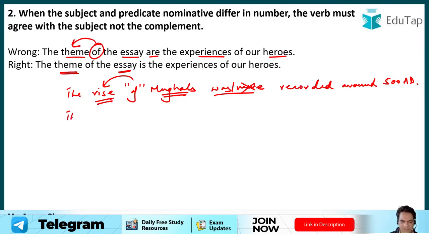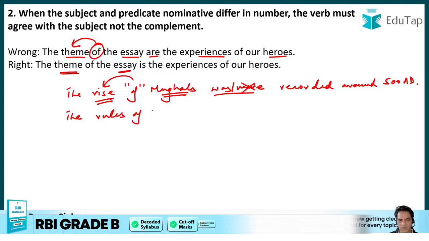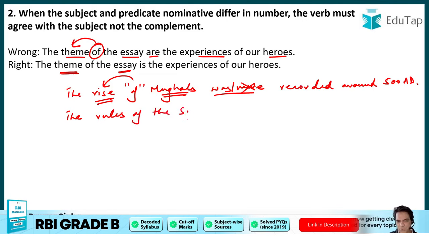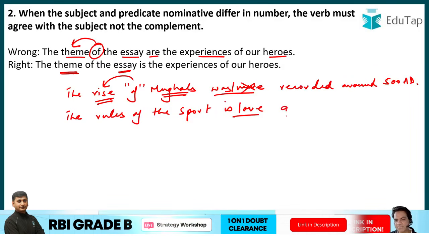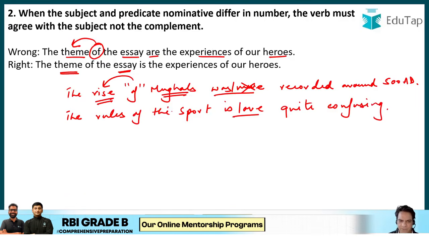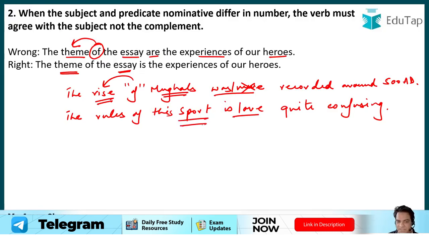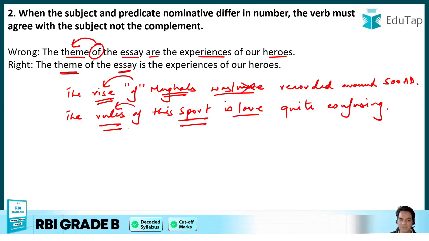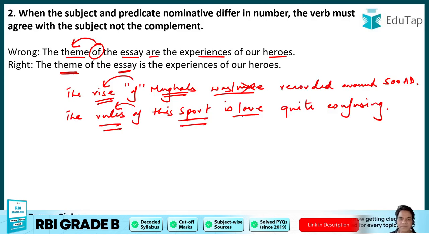Next question guys, for example, the rules of the game, the rules of the sport are quite confusing. The rules of this sport is quite confusing, or are quite confusing? Now the question here is, what is the subject here? Sport or rules? You see the word of, the noun before that is the subject. So the rules of this sport are quite confusing.